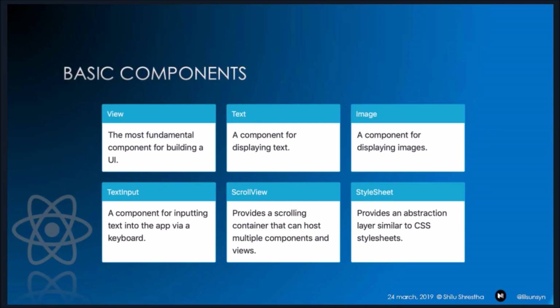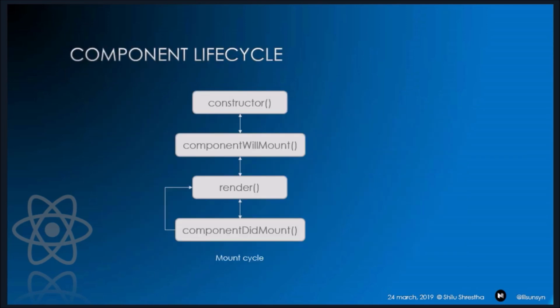So some of the basic components that we are given are view, text, images, input text, scroll view, and style. So these are all components that are given to us by React Native. There are other things as well that you can go into the site and look into. So I'll give you a brief introduction of the life cycle that the component goes through.